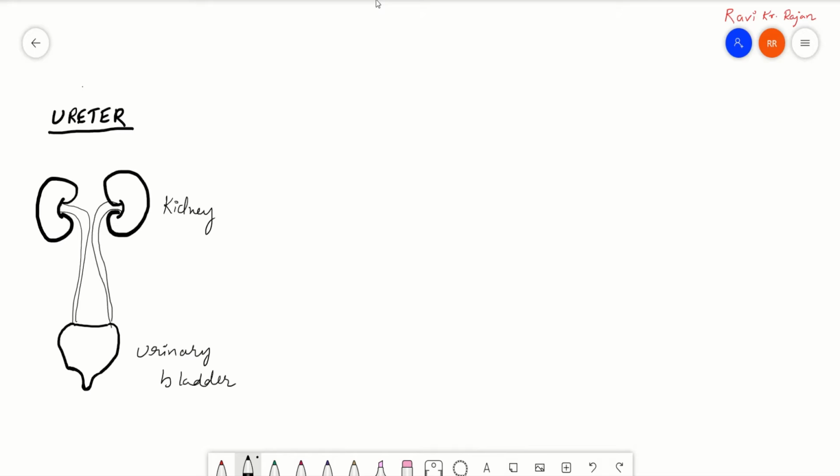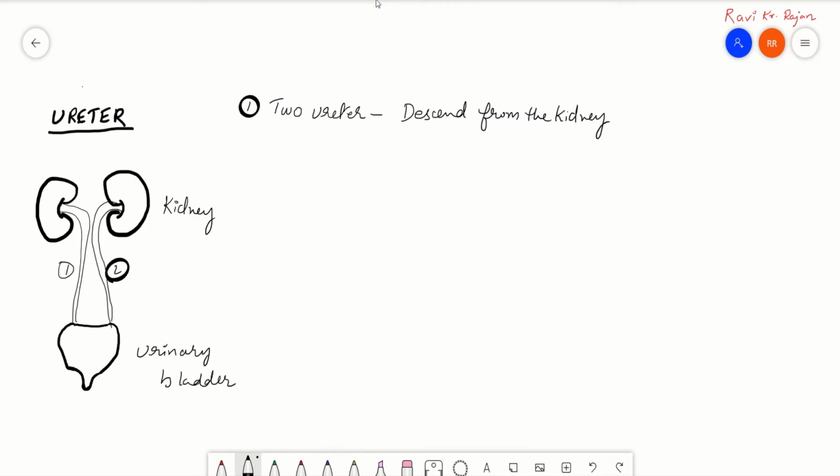So there are basically two ureters. I will note it down by point. So there will be two ureters which will generally descend from the kidney.